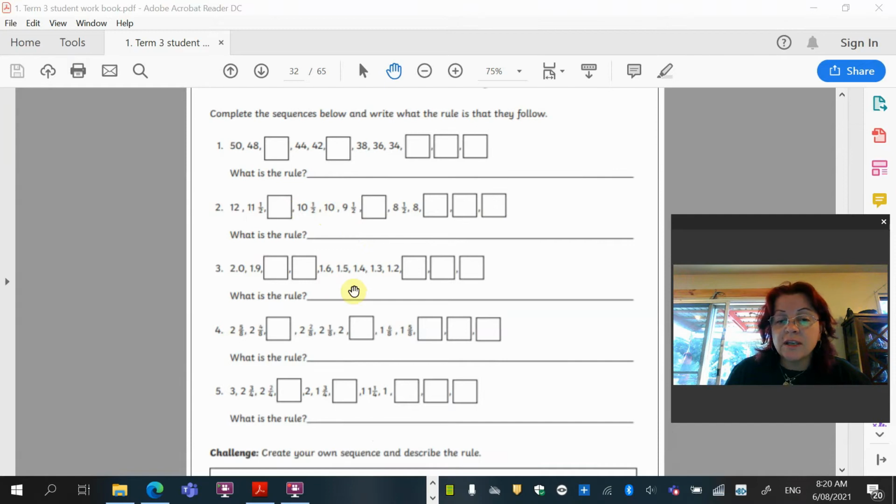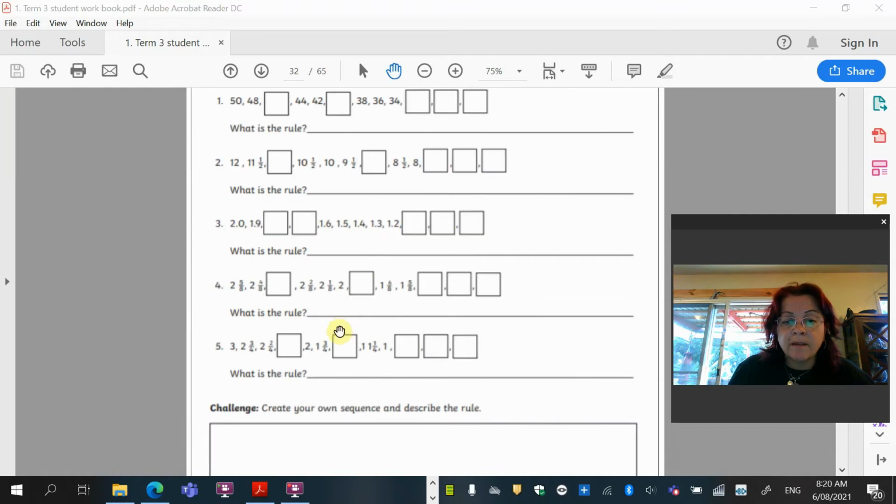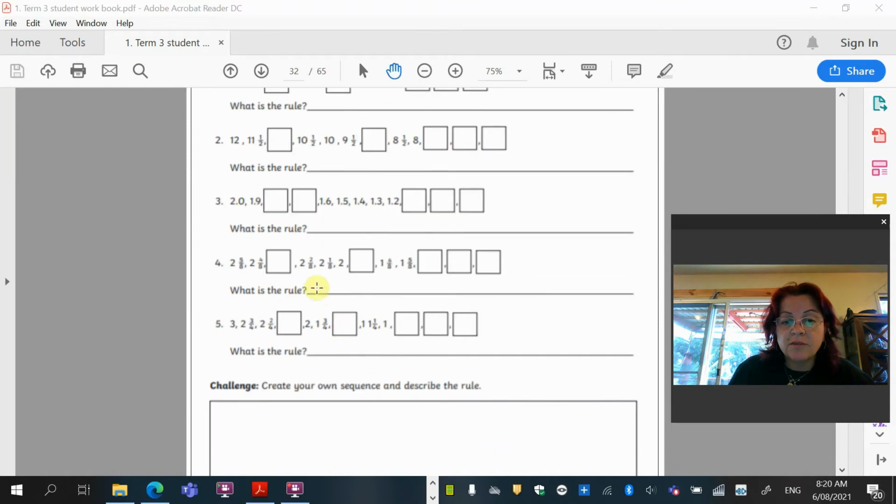So they're not tricky. Even when you look at it and go, oh, that may be a bit difficult, they're not that hard. You've just got to sit down and have a look. 2.0, 1.9. Oh, and then we've jumped down to 1.6, 1.5, 1.4. Oh, that's easy. That's just going down by 0.1, isn't it? And so on. So just have a look what the fractions are doing where you can see what they're doing, and then fill it in there and then continue on.